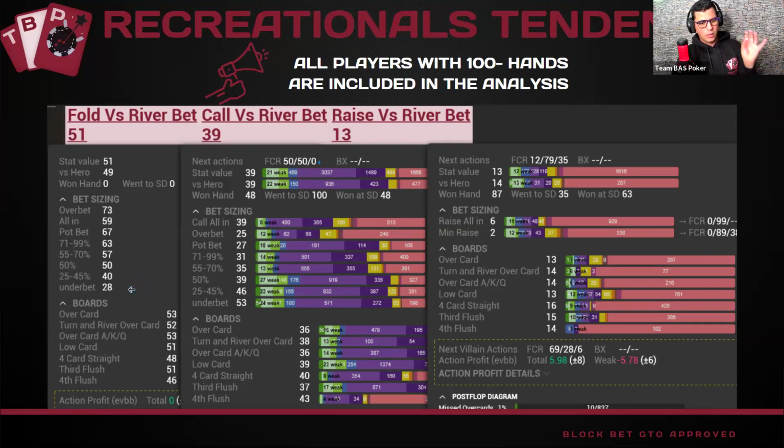So if we are talking about block bets, we are going to focus here on 28%. This is the fold we are getting when we use an underbet. The next one here is the call versus river bet. Same here, depending on the sizing, and we are going to focus on the 53%. So 53% calls against our underbets.